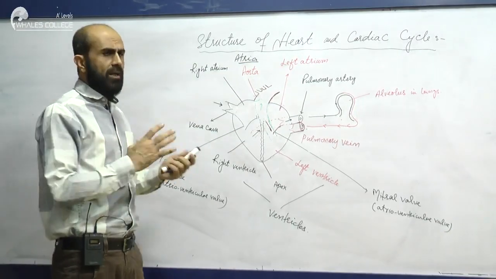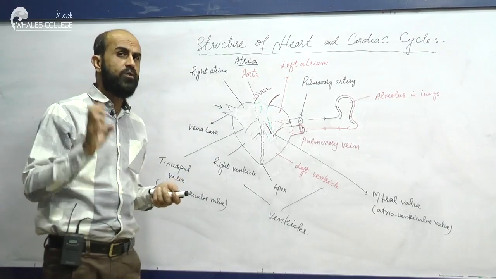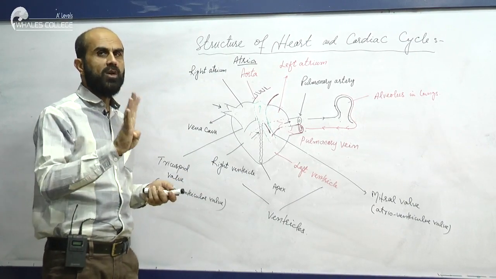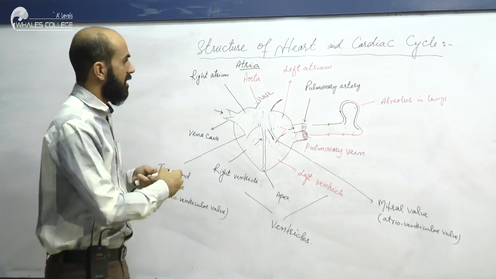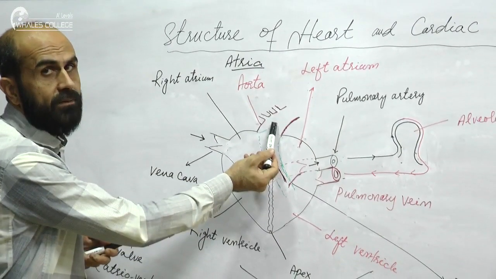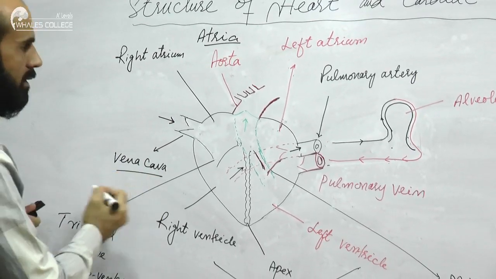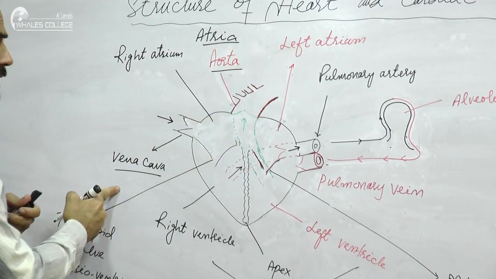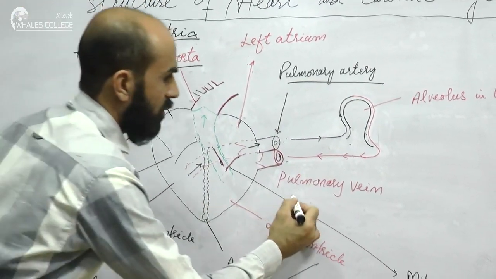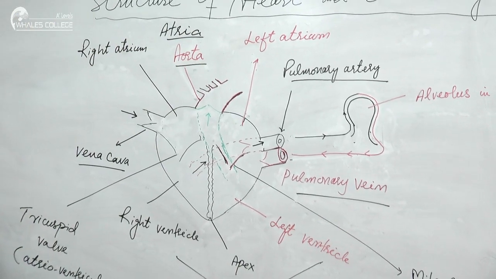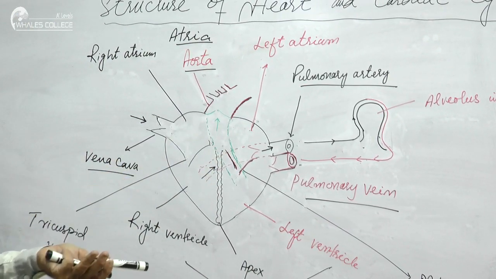And there are many blood vessels which are connecting with the heart, but we have to focus on four important blood vessels, because we have four chambers, so we have four blood vessels. One, aorta. Two, vena cava. Aorta, vena cava, pulmonary artery, and pulmonary vein. Four blood vessels connecting with the four chambers.